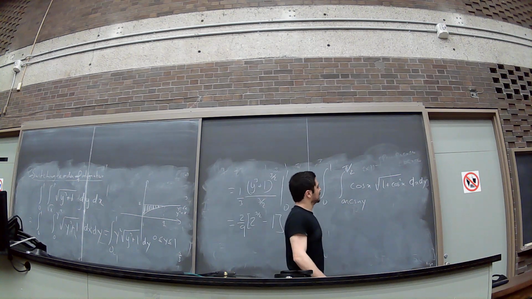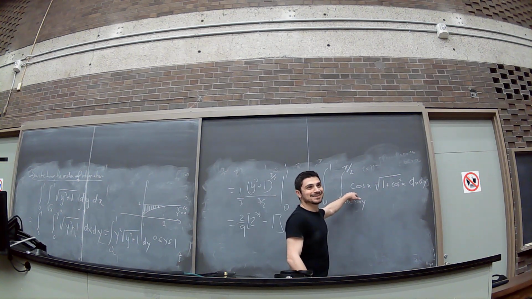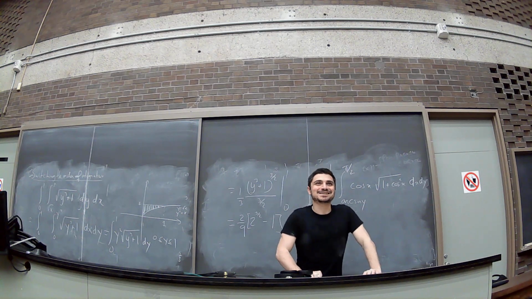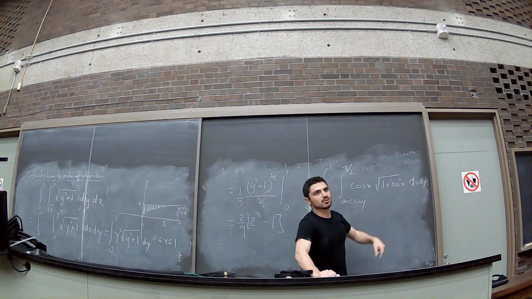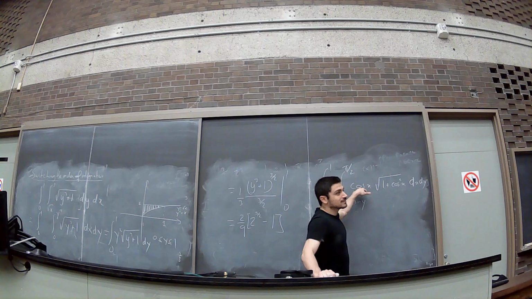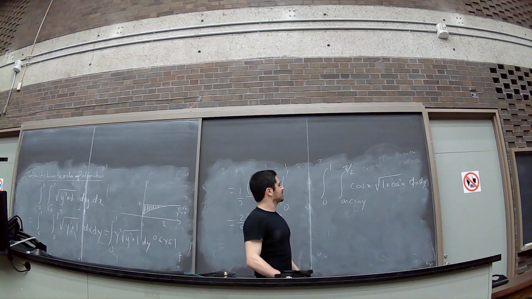Now, can you integrate this? Cos x square root of 1 plus cos squared x. I mean, I'm afraid of it. I would be afraid of it. Even the derivative of cos squared: what is the derivative of cos squared? It's 2 cos times minus sin. Sadly, it's bad, right? So really, you can't integrate that.